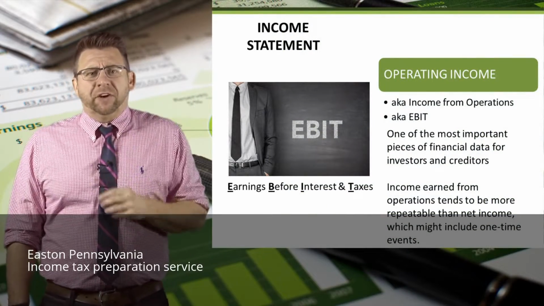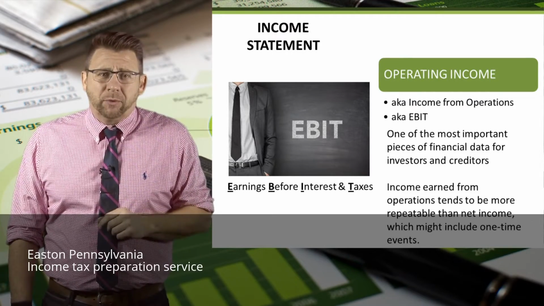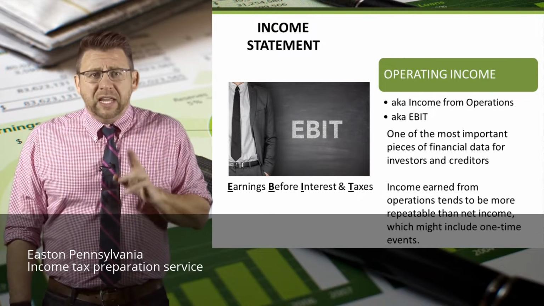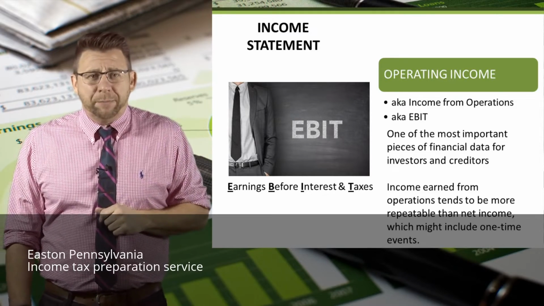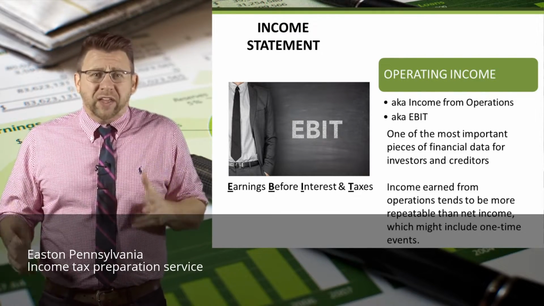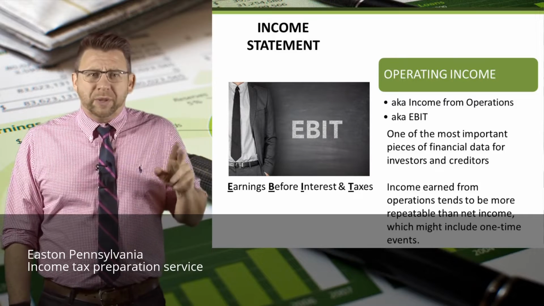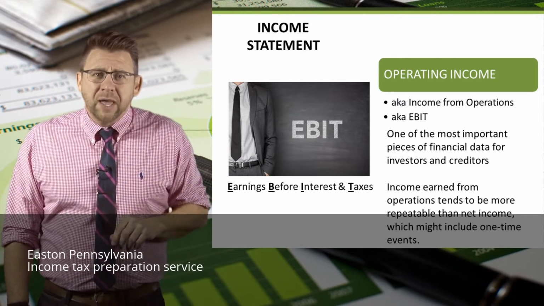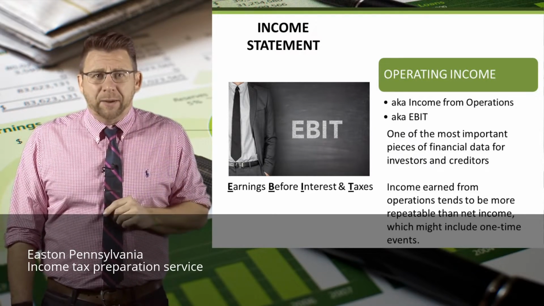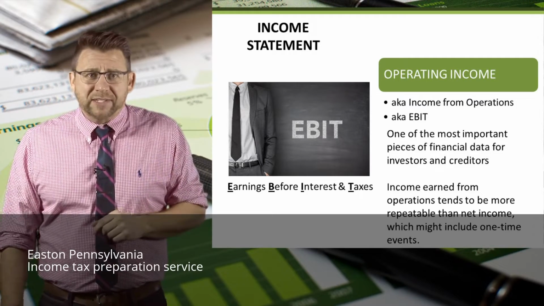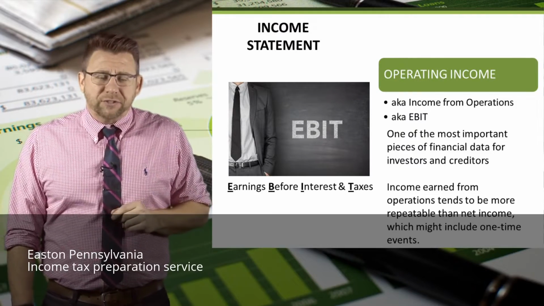Operating income has a few different names that you might hear from time to time. It is also known as income from operations, or EBIT. EBIT stands for earnings before interest and taxes. In fact, when we look back at the multi-step income statement, you'll see that about the only things that remain are interest and taxes. Operating income is one of the most important pieces of financial data for investors and creditors because it tends to be more repeatable than net income, which may include some one-time events. Therefore, it has a higher predictive value, and that is important to investors.